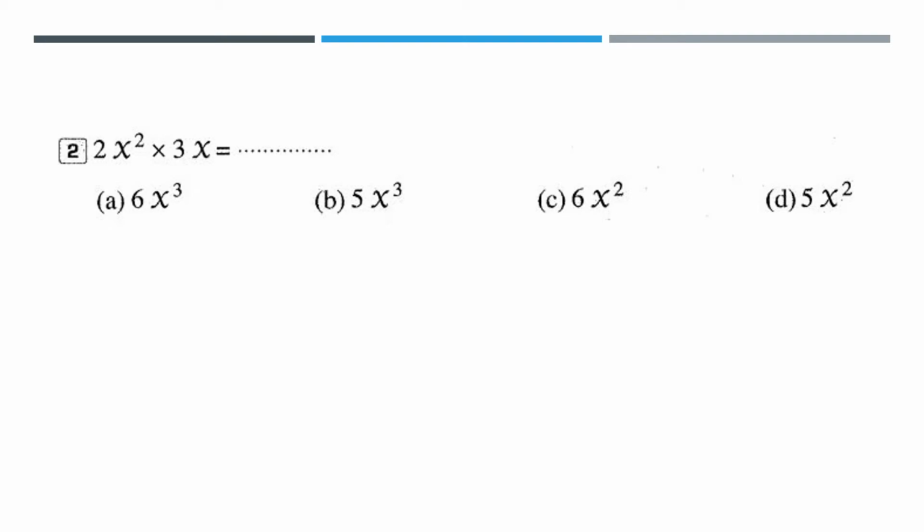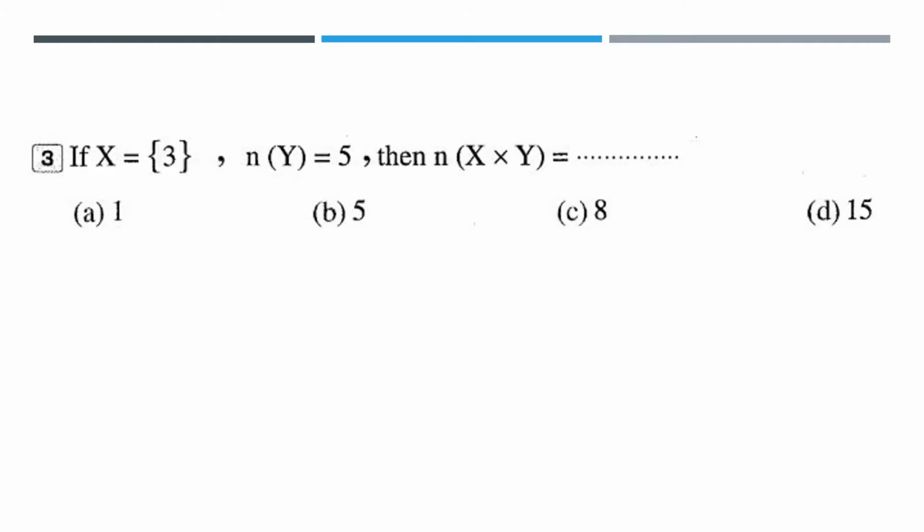Question 2 بيقول لي 2x power 2 times 3x. أول حاجة بنعمل إيه؟ First of all باخد numbers 2 times 3 is 6. Then x power we will add the powers. I have here power 2 and here power 1, so it will be power 3. This will be the answer 6x power 3, which is choice number 1.